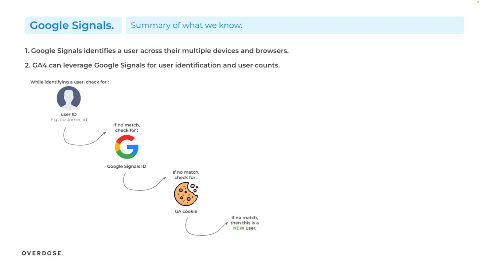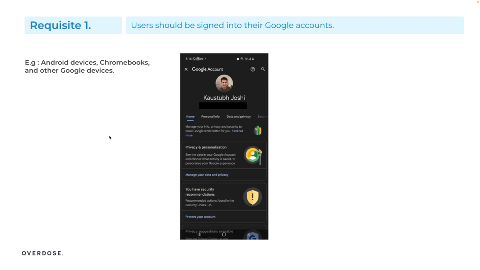So, let's summarize what we know about Google Signals till now. Number one is that Google Signals is that thing that can identify a user across their multiple devices and multiple browsers. And secondly, GA4 can use this Google Signals to basically identify its users and user counts for people who actually visit your website. So, what are the requisites for you as a merchant to benefit from Google Signals?